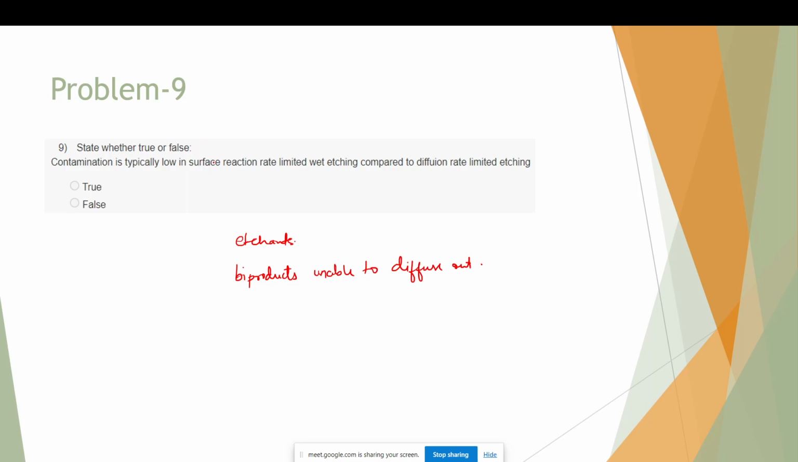So, in surface reaction rate limited wet etching, the diffusion is not a problem, surface reaction is the limit. Diffusion is pretty fast. If diffusion is pretty fast, then the byproducts can diffuse out pretty fast. So, this problem is solved. And also, since it is surface reaction rate limited, that means that the etchants are not very viscous, they are dilute and mild etchants, and they can also diffuse in fast and diffuse out fast. So, that is the reason that typically contamination is low in surface reaction rate limited etching. So, this is true.